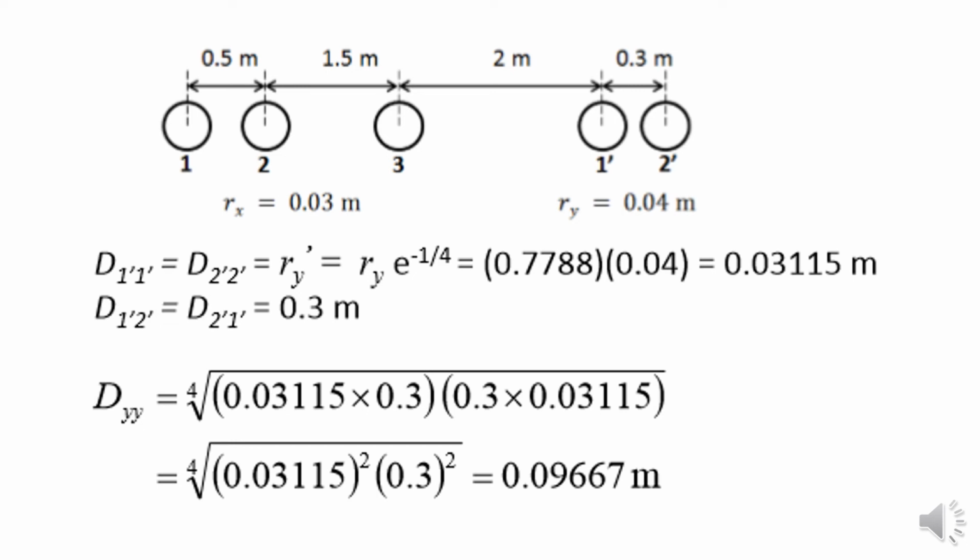GMD, we will have only one value, right? But we have to find GMR for both x and y separately. So we have found GMR for x, which is dxx. Then we have found GMR for conductor y, dyy. So now we have all those values together, right? Now we are going to substitute them into the first equation.